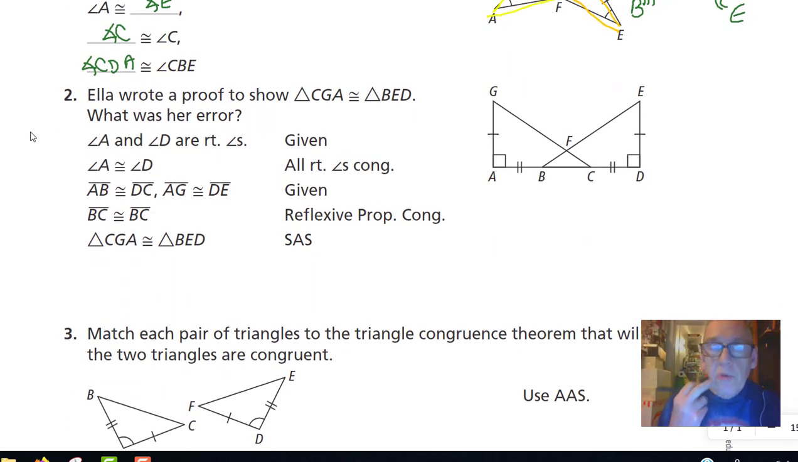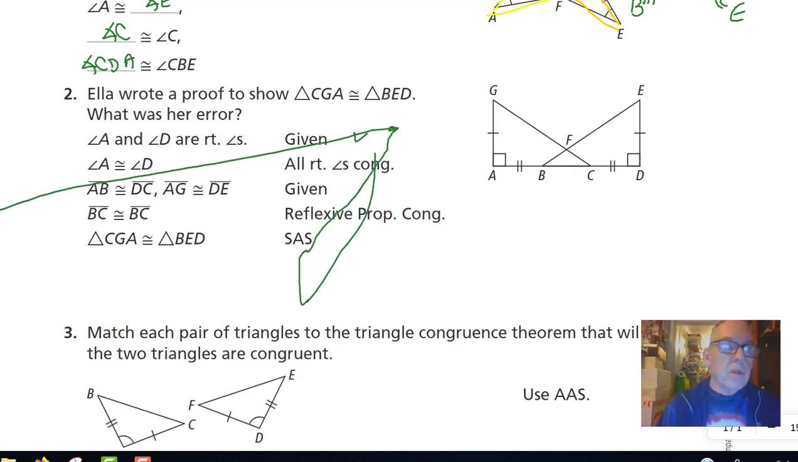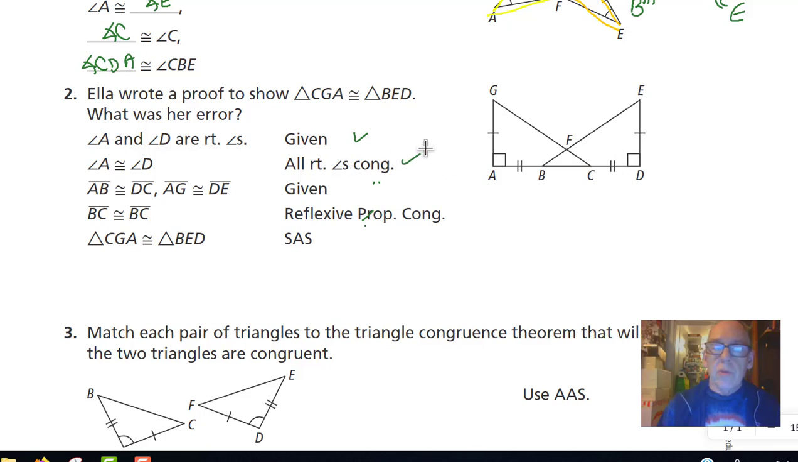Okay, number 2. Ella wrote a proof to show that this triangle CGA is congruent to BED, this triangle here. Where is her mistake? So first off, she's saying that these are right triangles. That's good. So angle A and angle D are right angles. That's a correct statement. That's the given. A equal to D because those are right angles. Okay, so she's using the givens. AB is congruent to CD, so there's the double marked ones. And AG is congruent to ED, so there's the single marked ones.